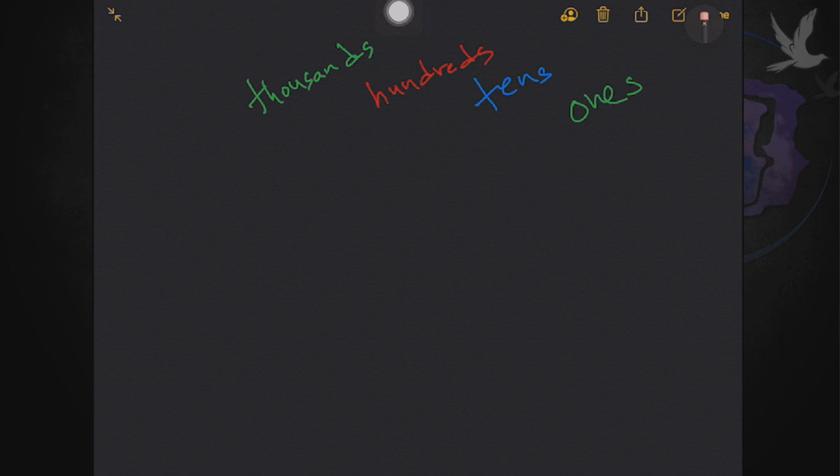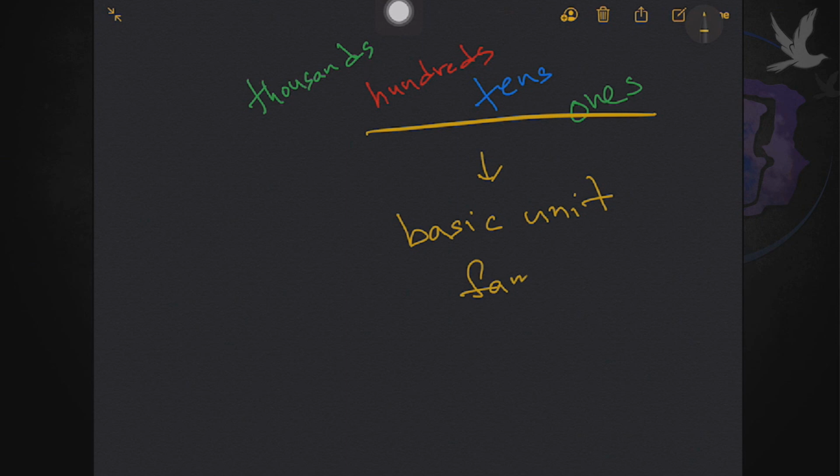Just to let you know that earlier, we can actually group this as one family. And we can call this our basic unit family. Why do I call this our basic unit family? Because other numbers will basically be read the same as how you read the numbers that belong in this basic unit family.